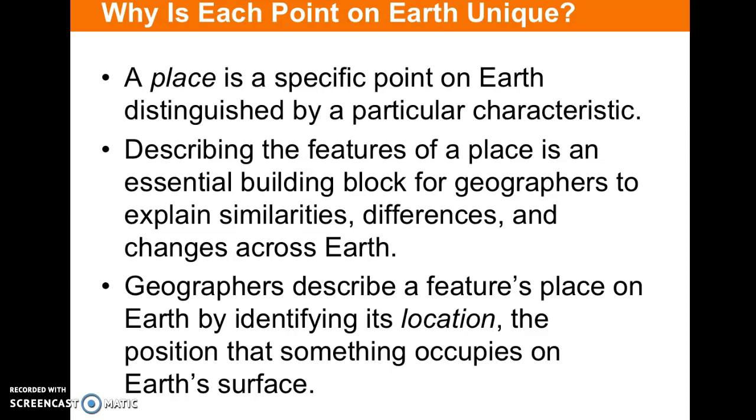A place is a specific point on Earth distinguished by a particular characteristic. So if you're describing the features of a place, it's a building block for geographers. They explain similarities and differences and changes across the Earth. Geographers also describe a feature's place on Earth by identifying its location. So location is the position that something occupies on Earth, and a place is its characteristics.